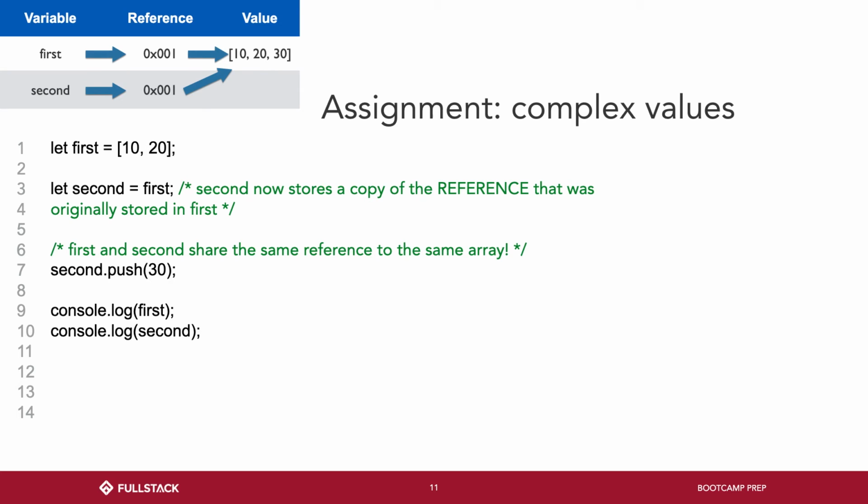Does this make more sense visually? If I say second dot push, okay, where am I going to go? Okay, I'll go here. But hold on, first is also pointing here. So when I console.log first and second, you see they both change. Does that make sense? A little bit more?